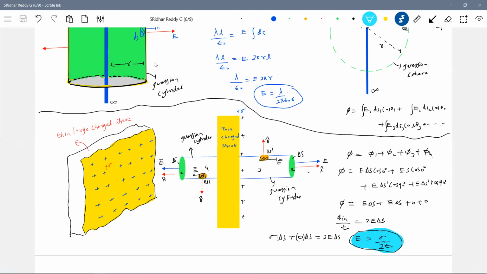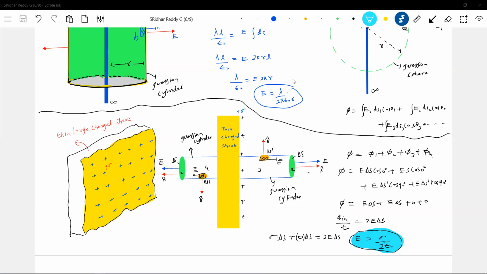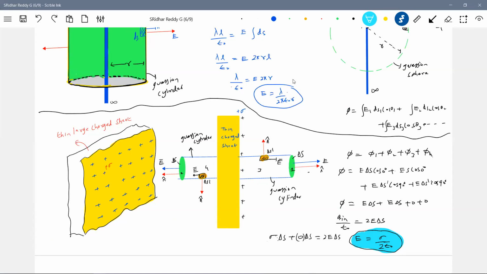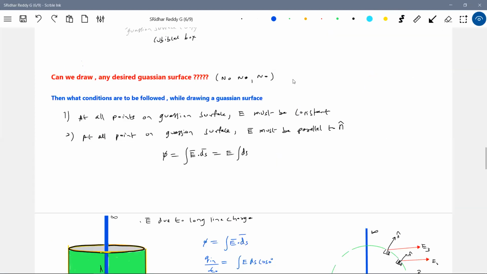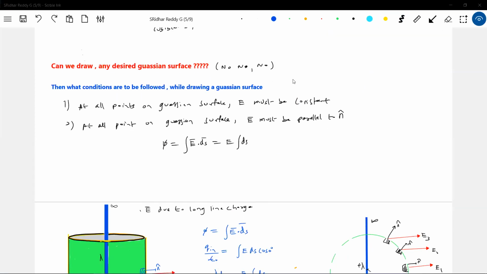Any doubts you can clarify? What do you mean by box, Ma? What do you mean by box? This one? Neha, what do you mean by box?